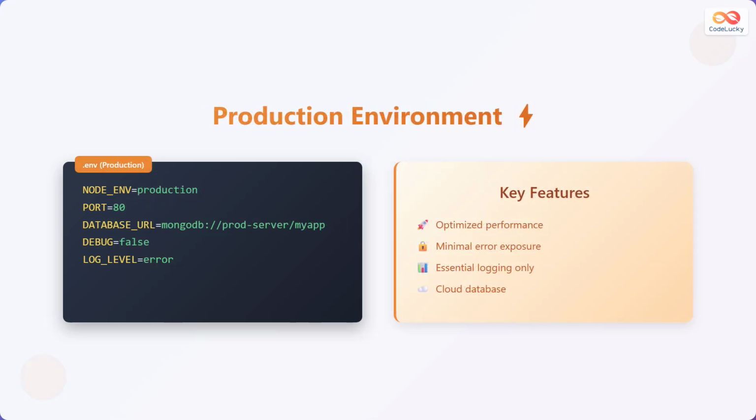Now let's look at setting up a production environment. In the production environment, the .env file might contain NODE_ENV set to production, PORT set to 80, DATABASE_URL pointing to a cloud database, DEBUG set to false, and LOG_LEVEL set to error. Key features of a production environment include optimized performance, minimal error exposure, essential logging only, and a cloud-based database.